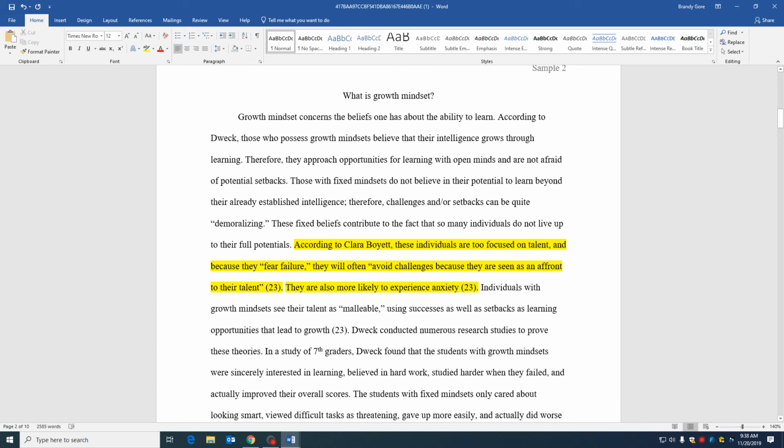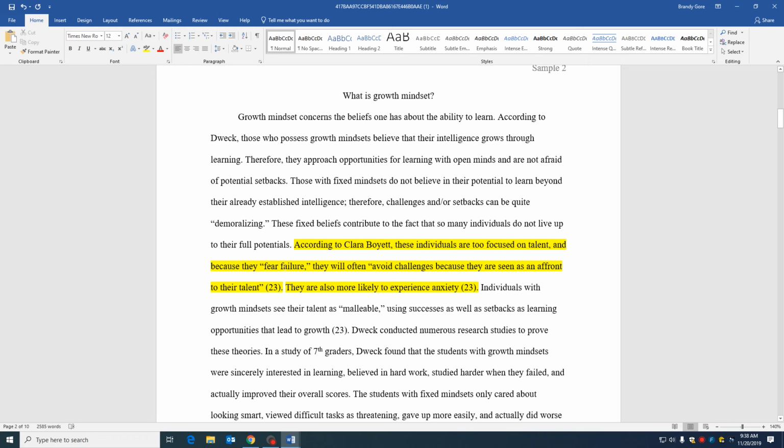Let's look at how to incorporate sources. So have some opening stuff here that starts with Dweck. Then there's a new source here. According to Clara Boyette, these individuals are too focused on talent, and because they fear failure, they will often avoid challenges because they are seen as an affront to their talent.